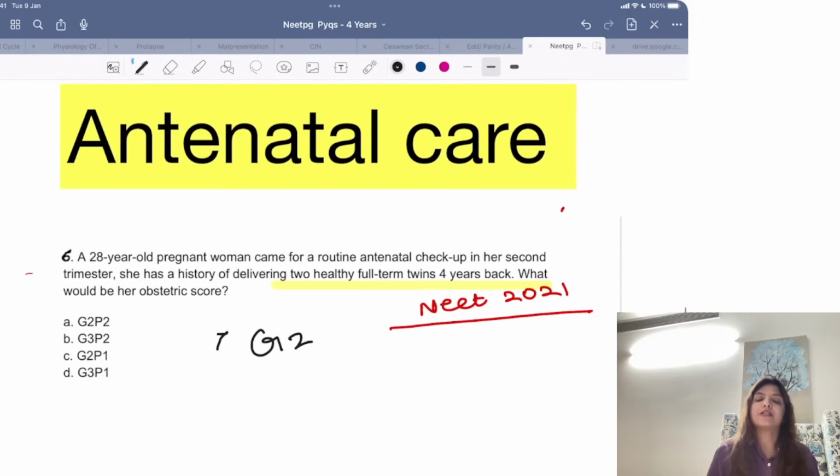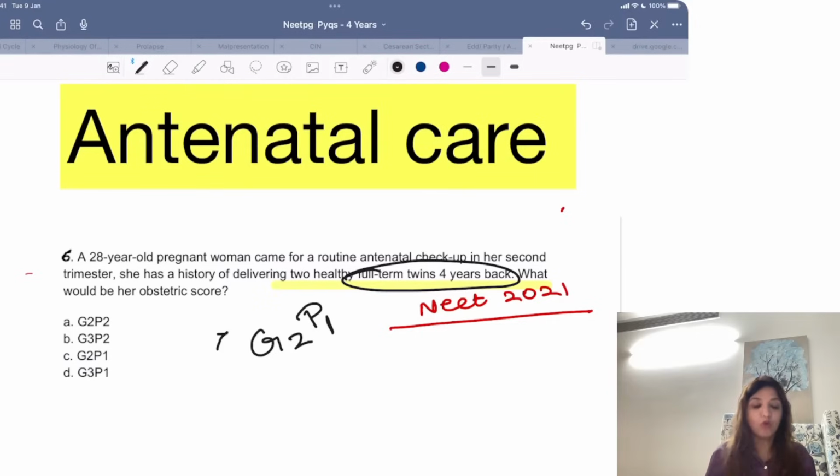Right? And parity is the number of previous pregnancies. Parity, you never count the present pregnancy. Number of previous pregnancies which had gone beyond the period of viability. Now, because she has given birth to twins, but twins are a result of single conception, twins will be taken as single parity. So she is G2P1, right?